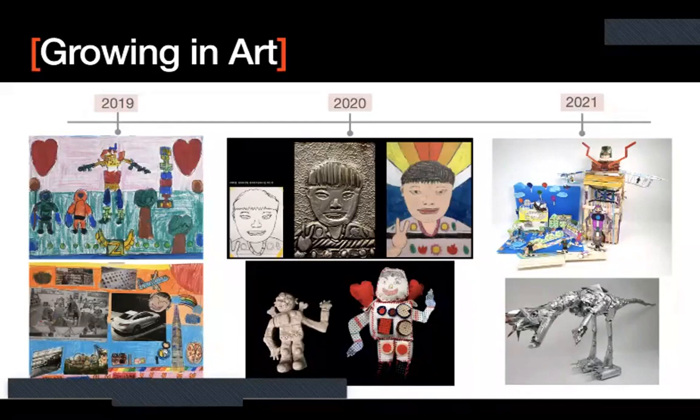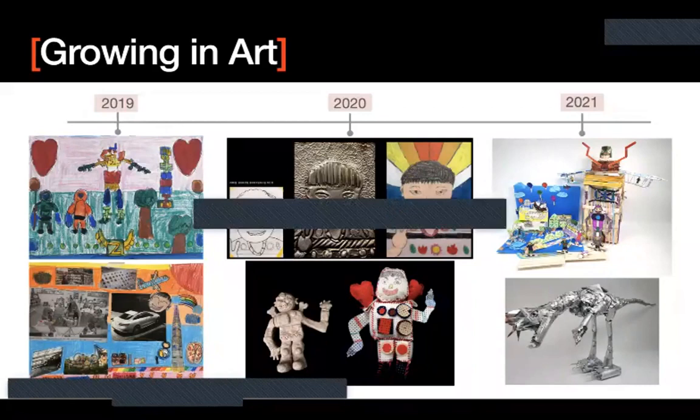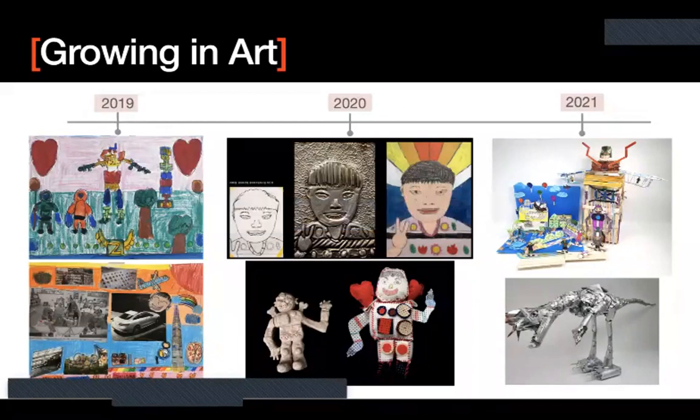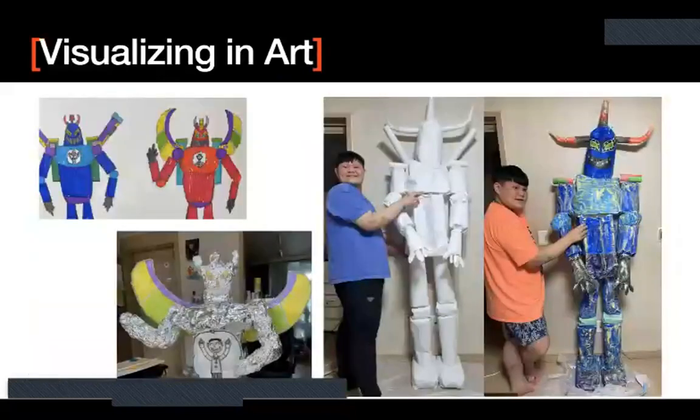So he started with collage shapes he likes. And then in 2020, he started expressing himself with self-portraits or the people he likes. And then last year, we found that he was really keen on three-dimensional building or structural expressions. So for the final work, he really built up his own kind of robot.